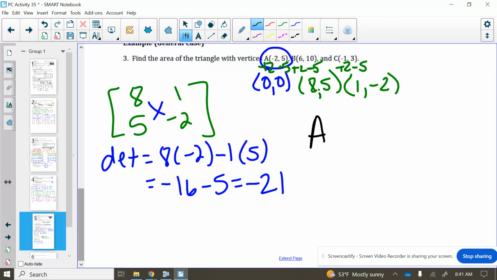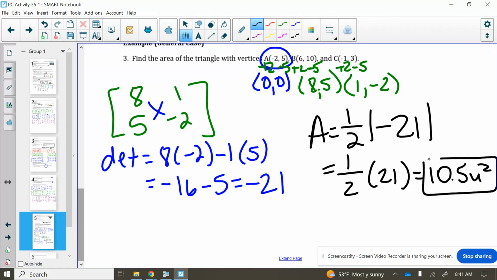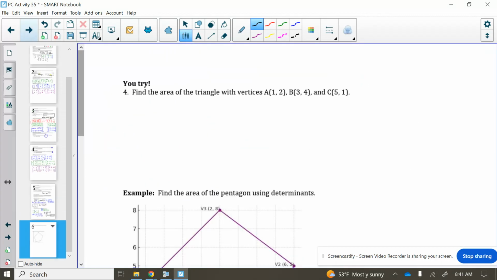Well, again, to find the total area, we're going to take 1/2 the absolute value of that determinant. So again, the absolute value would be the positive version of that. Half of 21 is 10.5 square units. There is one for you to try on the back. Again, it doesn't officially matter which point you move to 0, 0. I usually just like to go with the first one. Make sure you move the other points, and then you will use that to help you find the overall area.